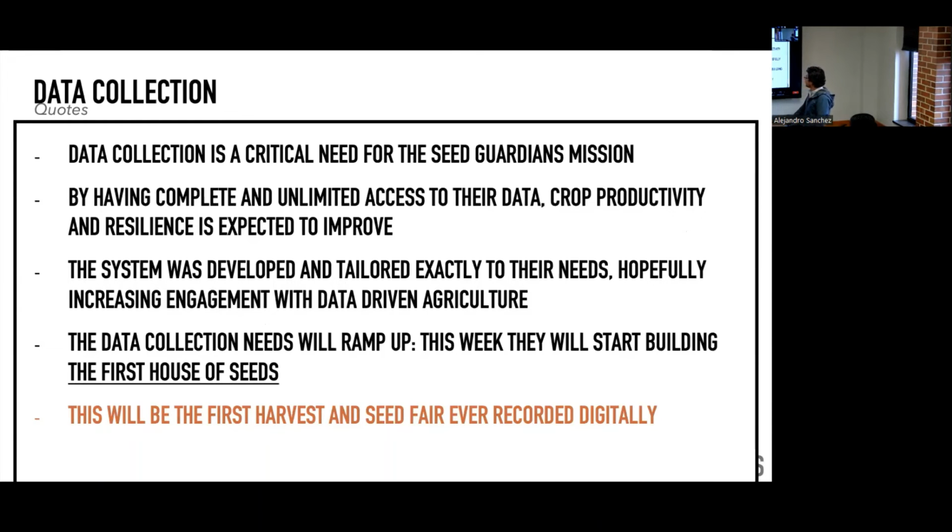Okay. So data collection is a critical need for the seed guardian missions. Well, okay, I think I already covered all of this. But also, I love this one. This will be the first harvest and seed fair ever recorded digitally.